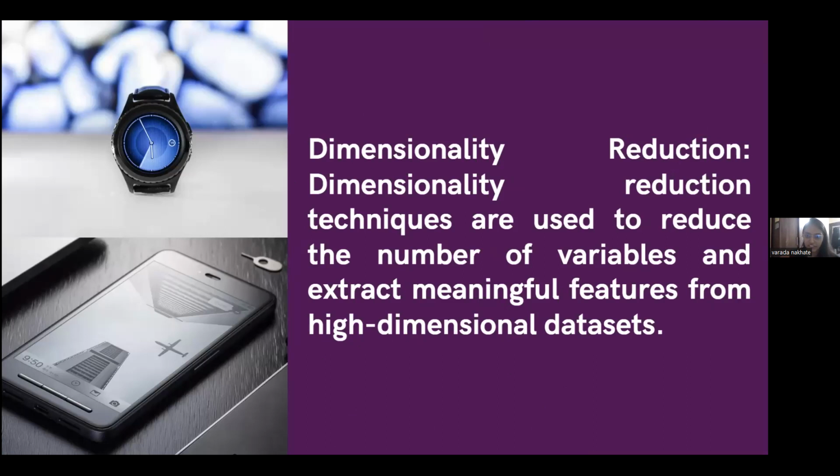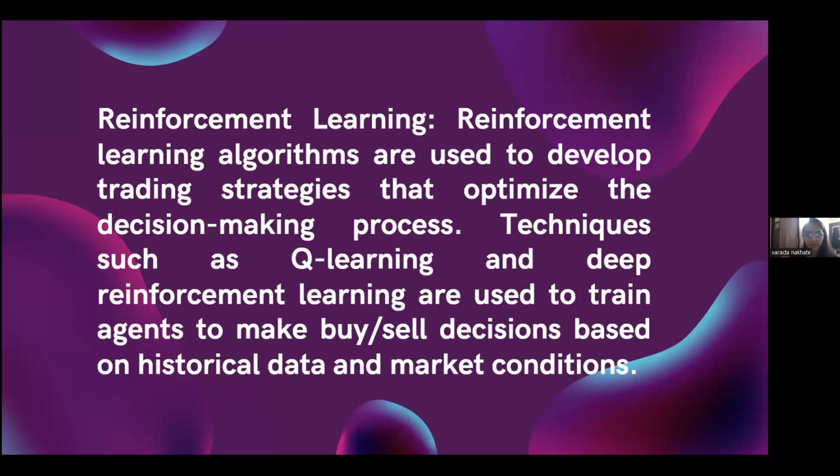And in dimensionality reduction, principal component analysis and t-distributed stochastic neighbor embedding are the commonly used techniques which help in stock market analysis. Moving on to the last technique that we've studied, reinforcement learning. Reinforcement learning algorithms are basically used to develop trading strategies that optimize the decision-making process.